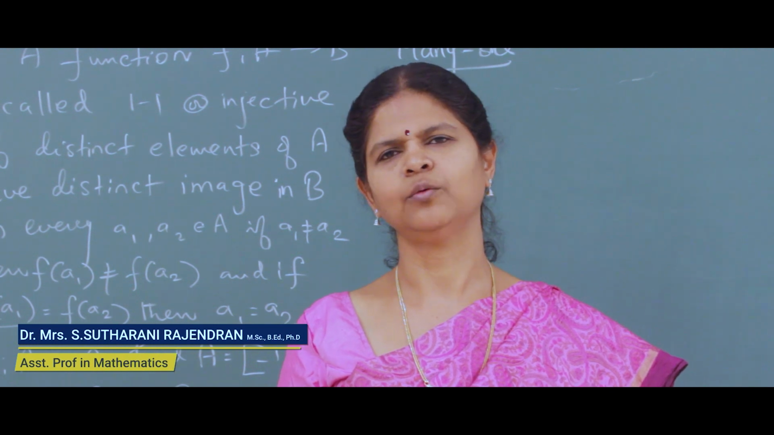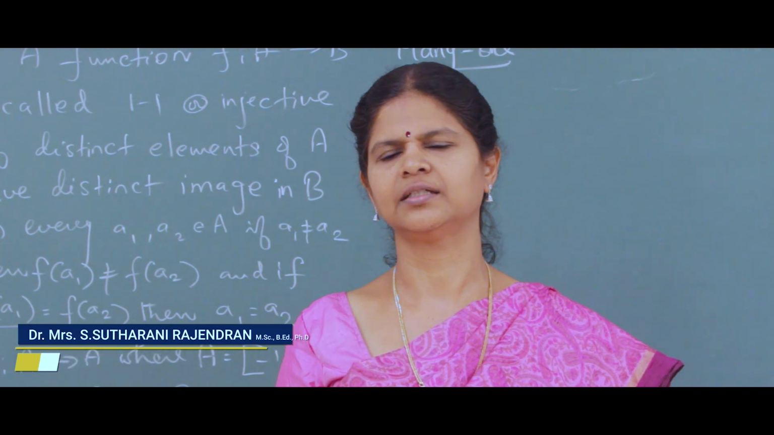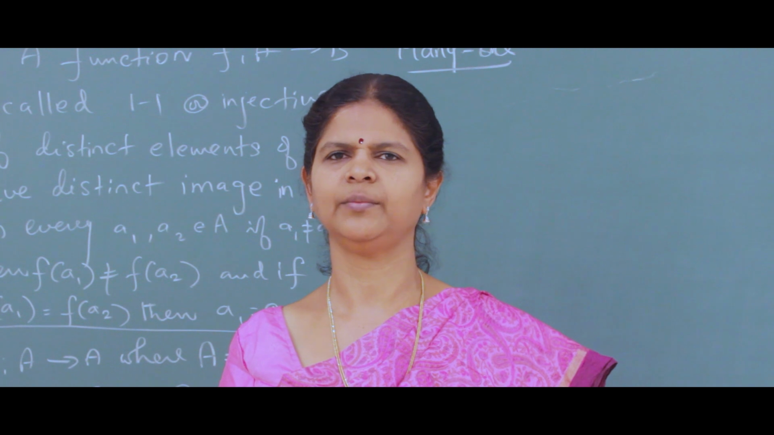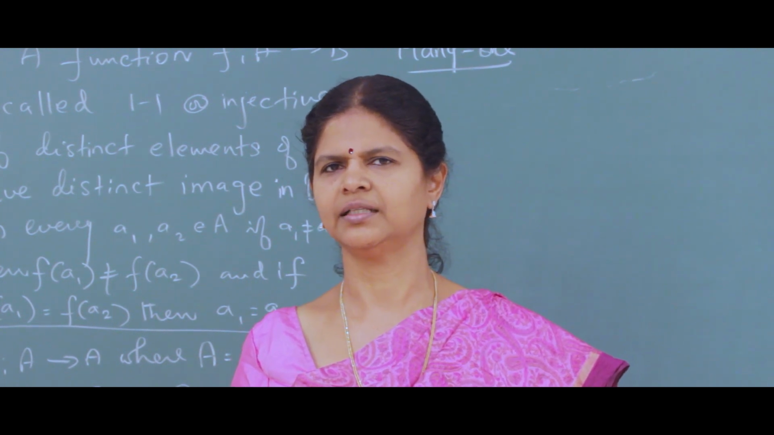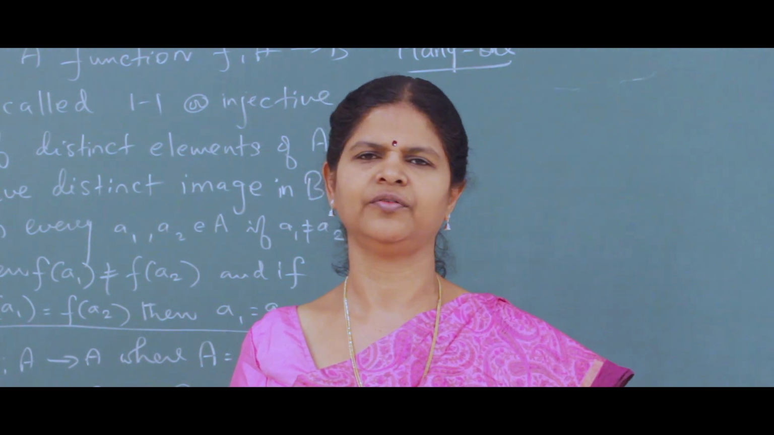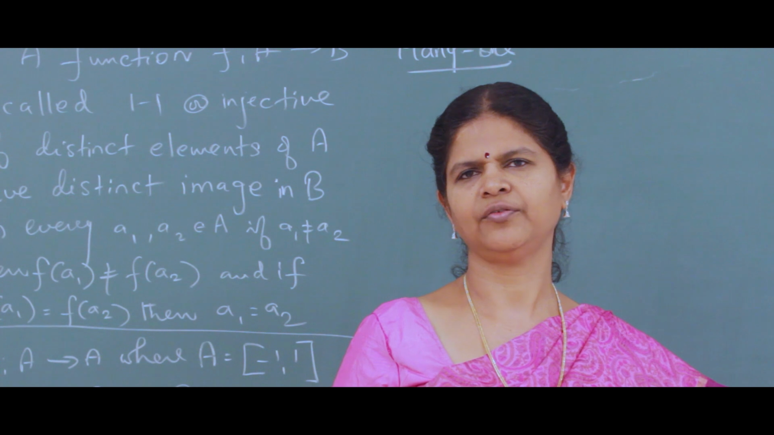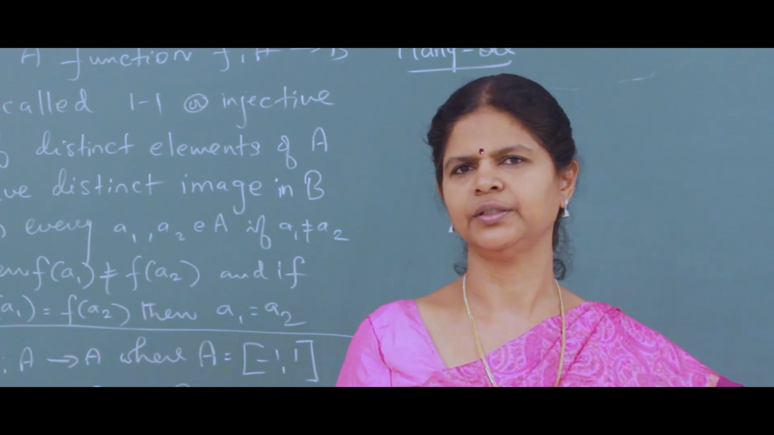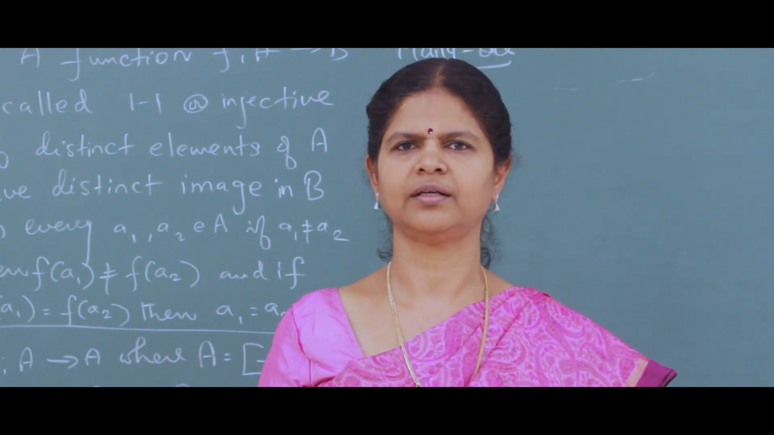Okay? இப்போ what is 1 to 1 function? 1 to 1 function definition என்னது? That is, distinct elements in A have distinct images in B. If it is 1 to 1, we will tell that f of a1 equal to f of a2 implies a1 equal to a2. f of a1 not equal to f of a2 implies a1 not equal to a2. If it is not 1 to 1, it is a many-one function.